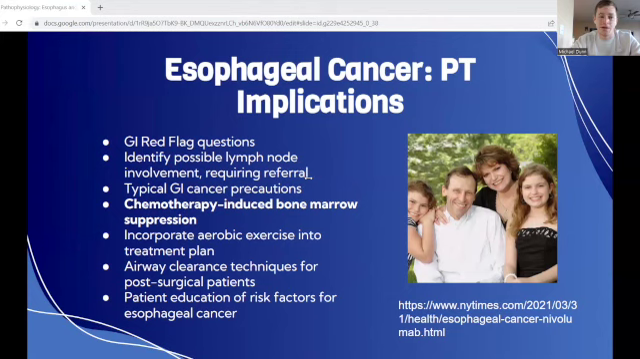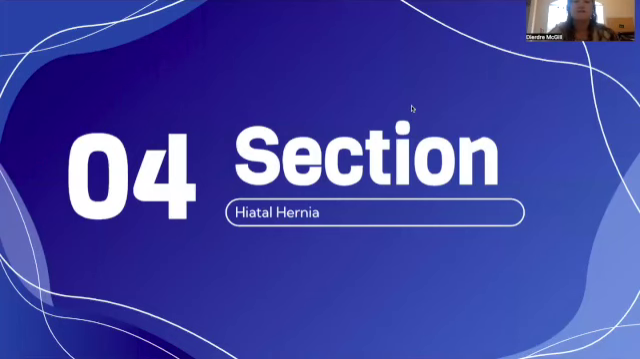So this is a very deadly form of cancer. And so we're trying to find any way we can to improve quality of life and improve the prognosis. All right, so the next section that we're going to go over is hiatal hernias.